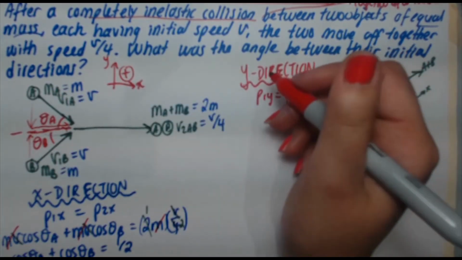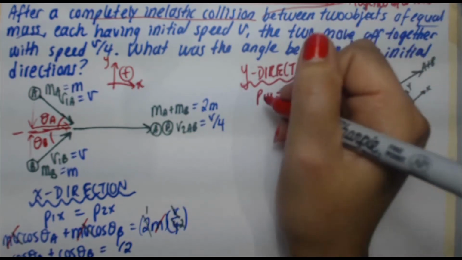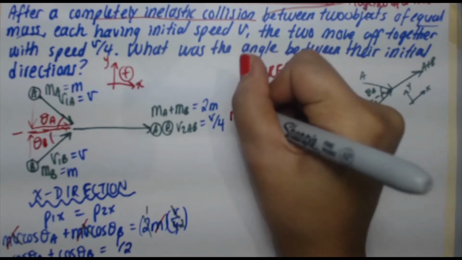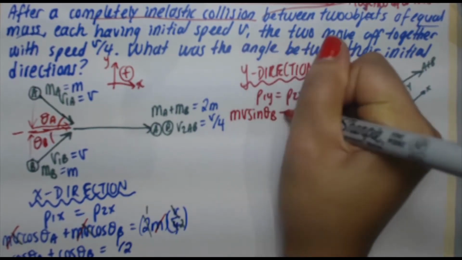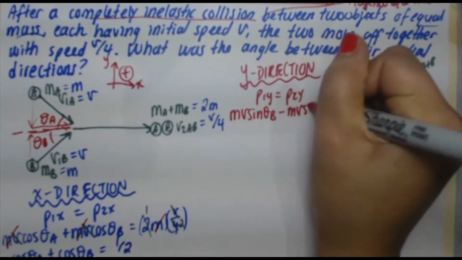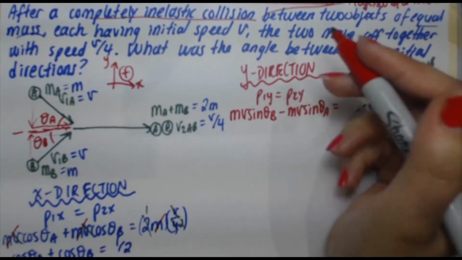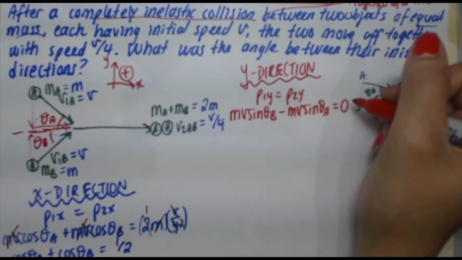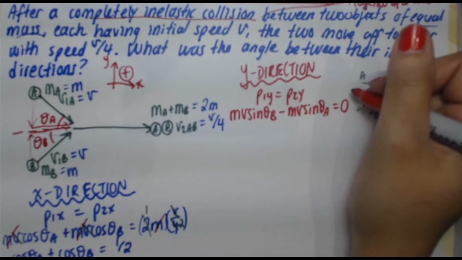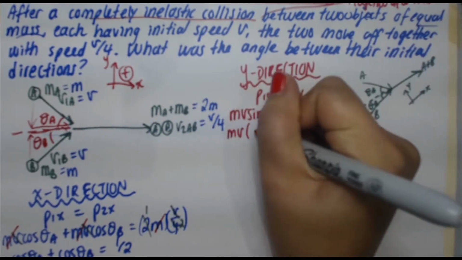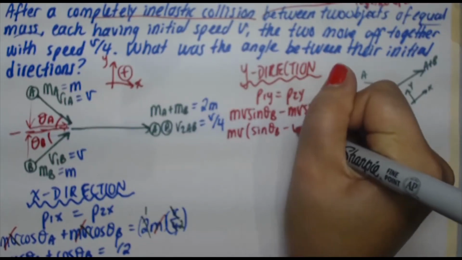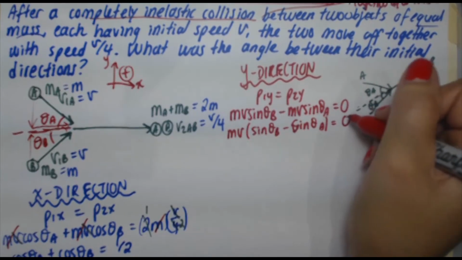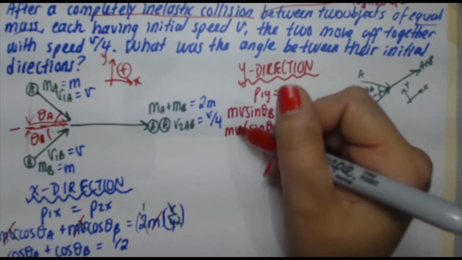Okay, so P1y, so I'll just do the momentum of B in the y minus momentum of A in the y. So mv sine theta B minus mv sine theta A equals the final momentum in the y direction. There is no y component here, so the final momentum in the y is 0. Okay, now we can factor out mv: sine theta B minus sine theta A equals 0. Okay, so divide both sides by mv.